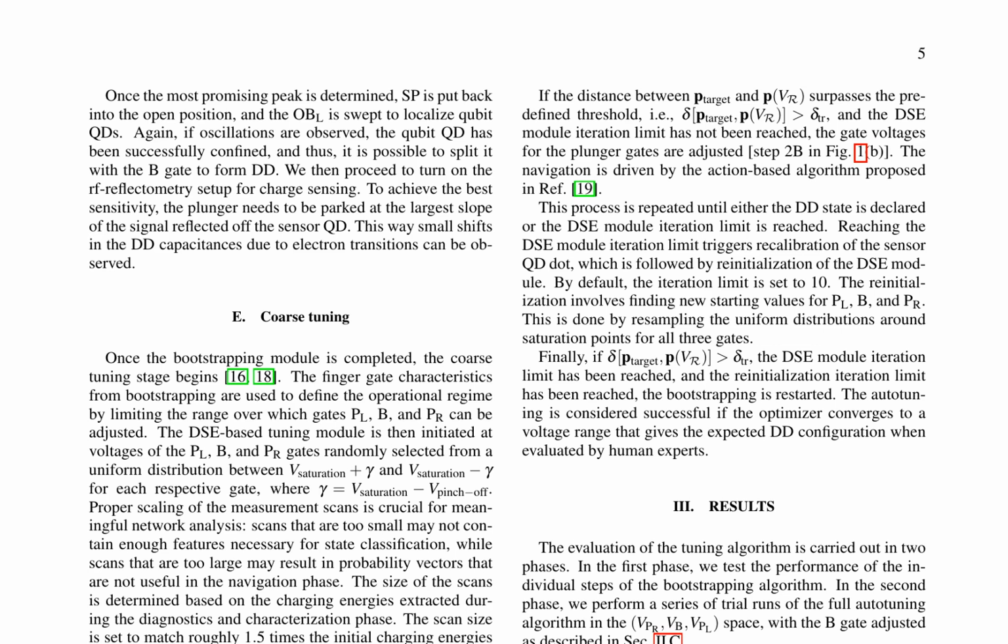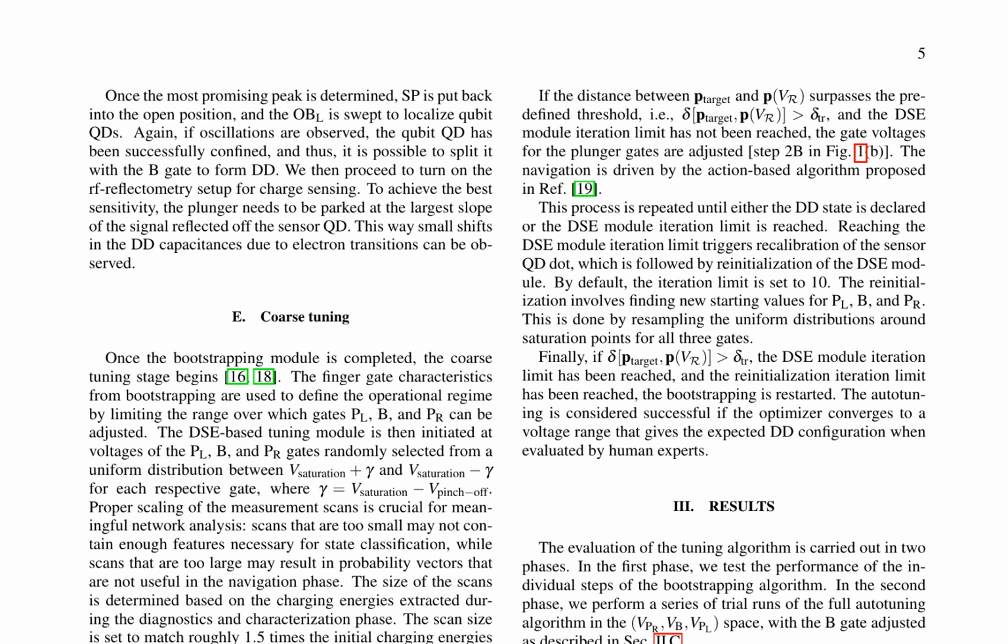The process commences with the localization of a qubit QD using SP, followed by the observation of oscillations, indicating successful confinement. This allows for the splitting of the qubit QD using the B gate to form a double QD, DD. The setup for charge sensing is then enabled.